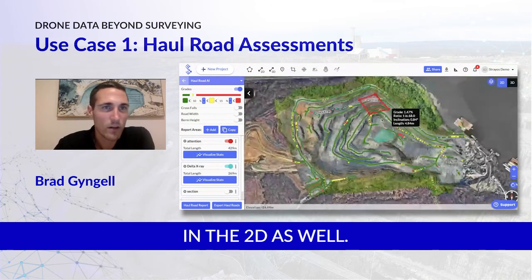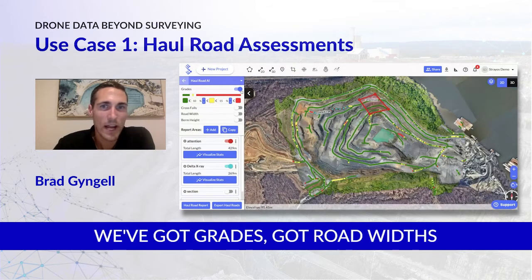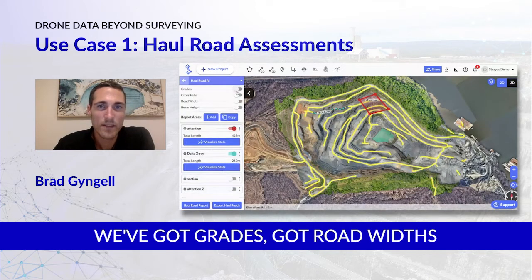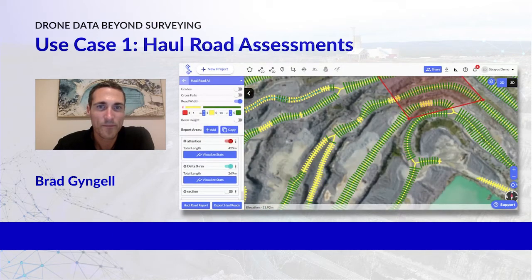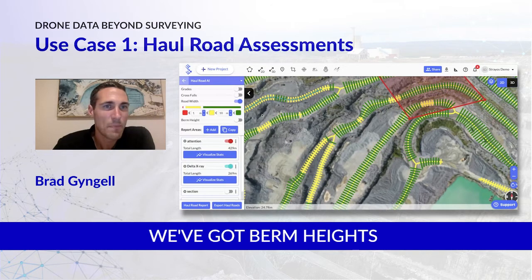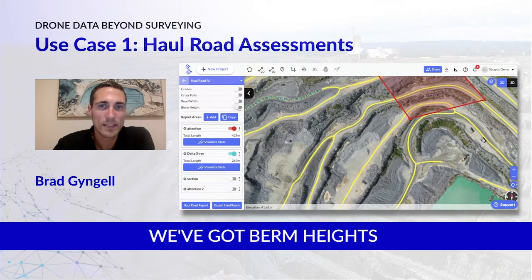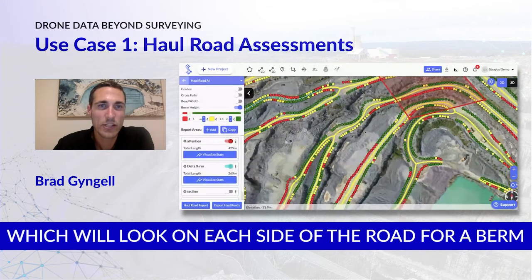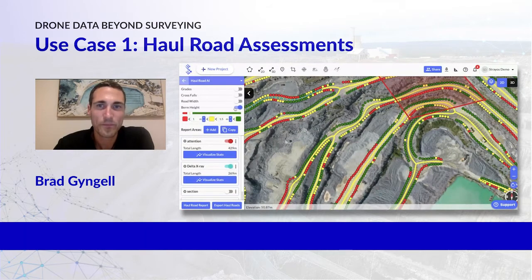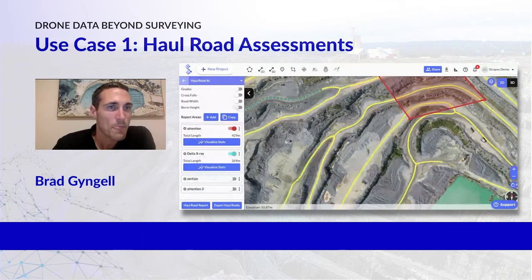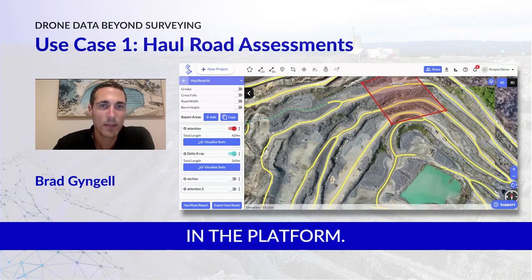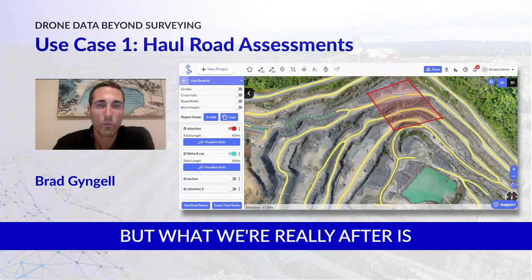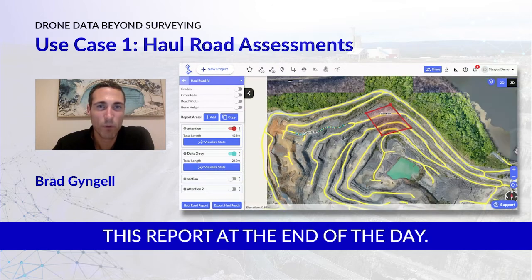We've got grades, we've got road widths, which are easy to zoom in on. We've got berm heights, which you'll look on each side of the road for a berm. And then we've got the ability to analyze these things in the platform. But what we're really after is this report at the end of the day.